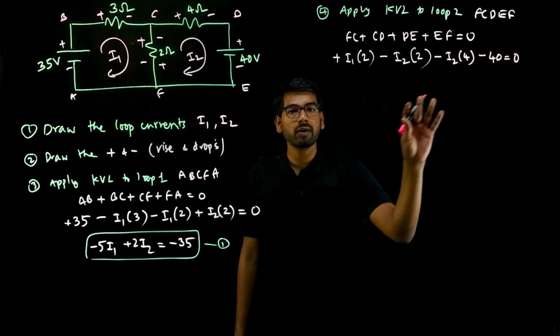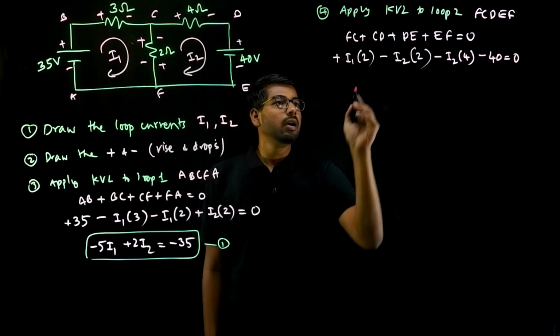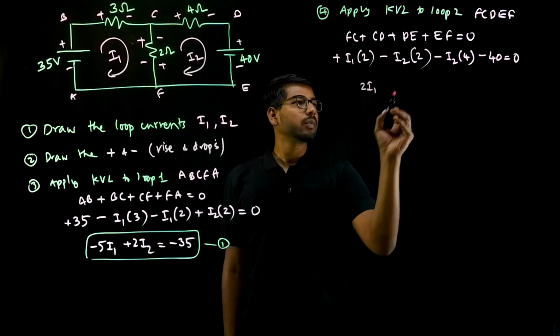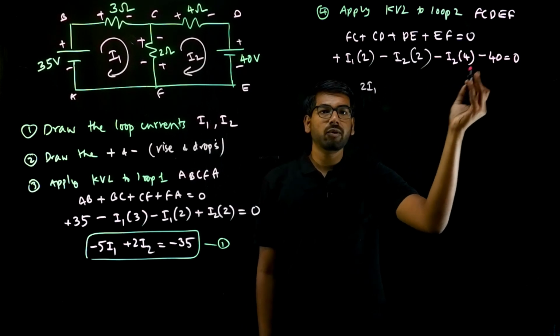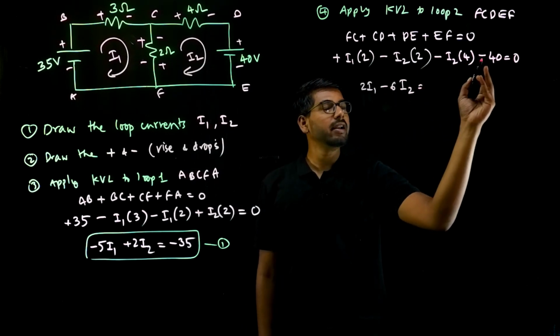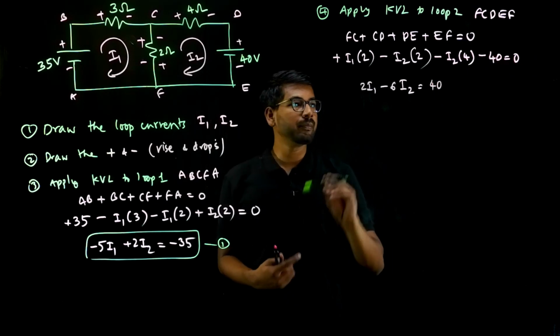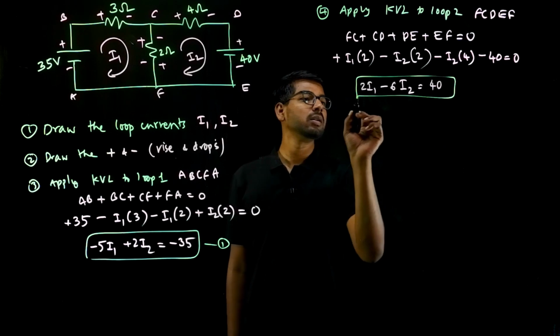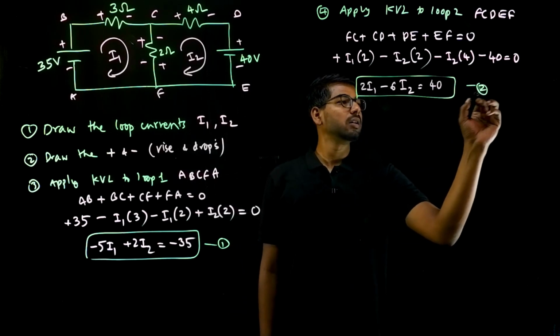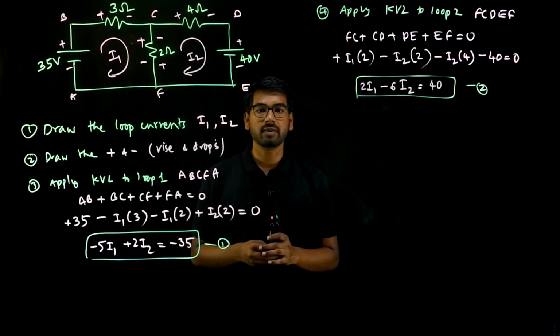Again, I1 term, I2 term, and constant term, that I have to write. That is 2I1 minus 2I2 minus 4I2 is minus 6I2 is equal to minus 40, on the RHS I'll get plus 40, right? So this is the second Kirchhoff's loop equation.